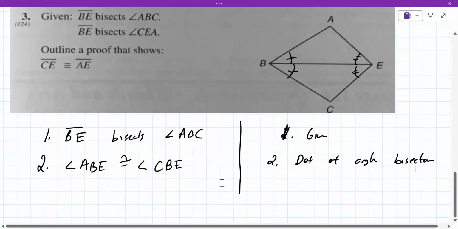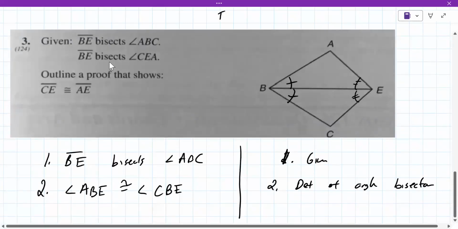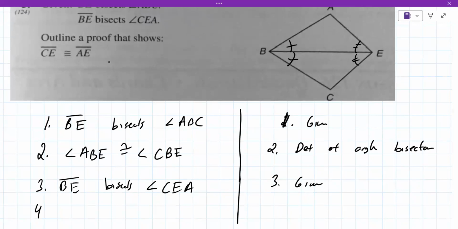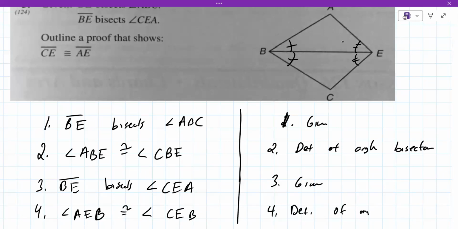All right. Now we can get the second given. The givens don't have to come in the order that they appear. BE bisects angle CEA. That's also given. So we can now say that the two angles on the right are congruent. So angle AEB is congruent to angle CEB. And again, that's the definition of an angle bisector.